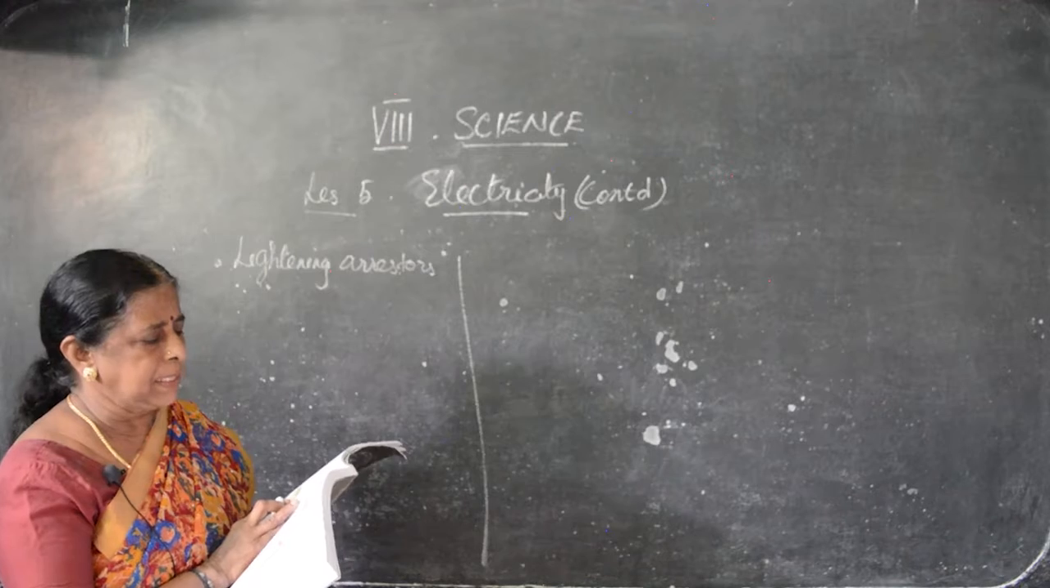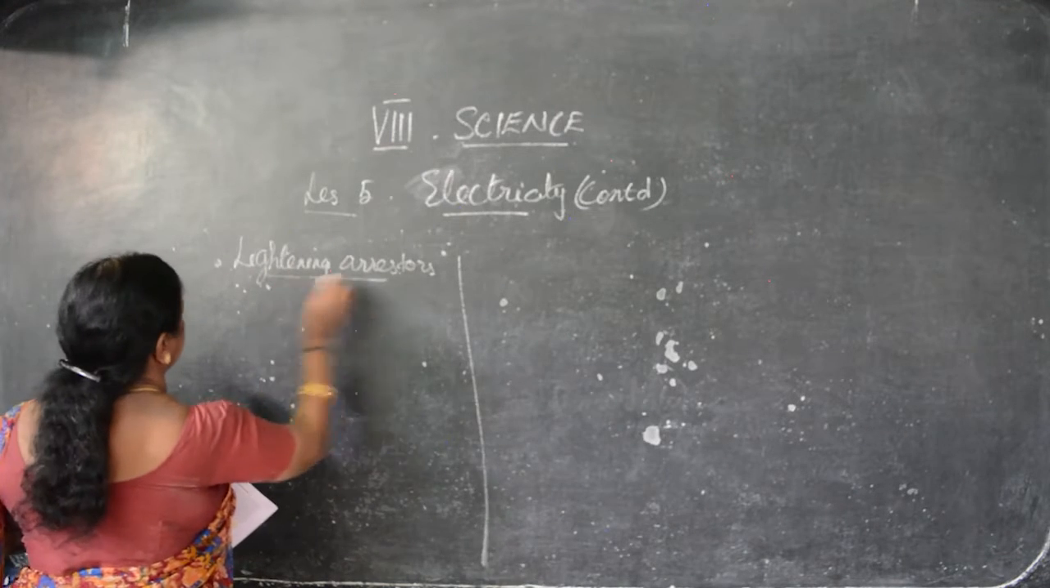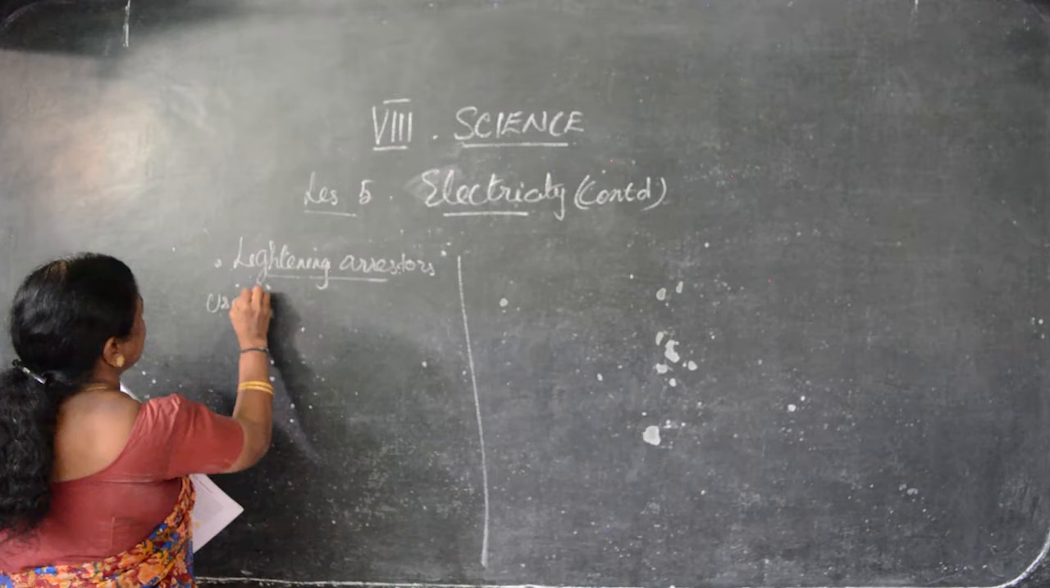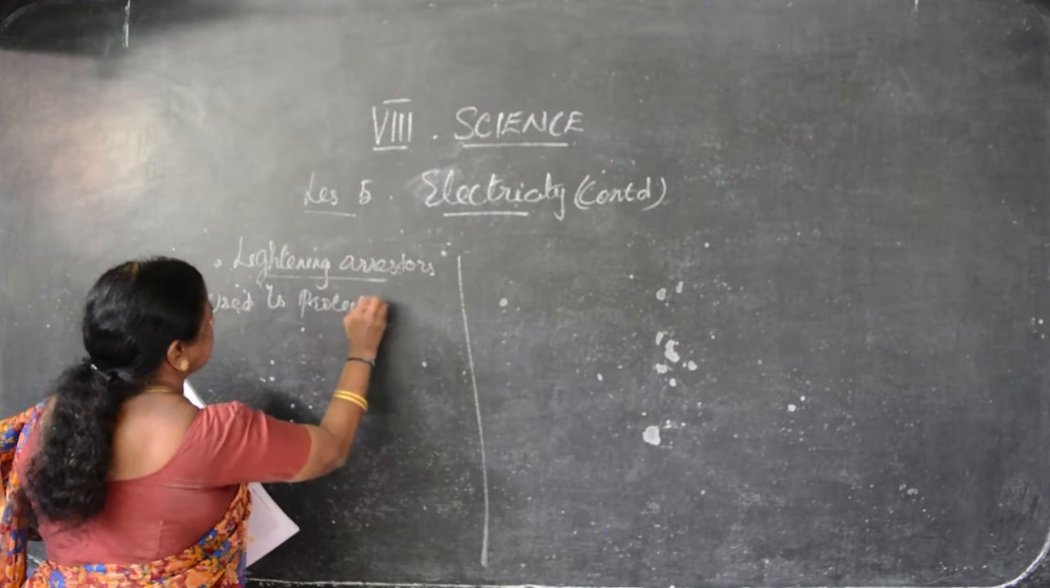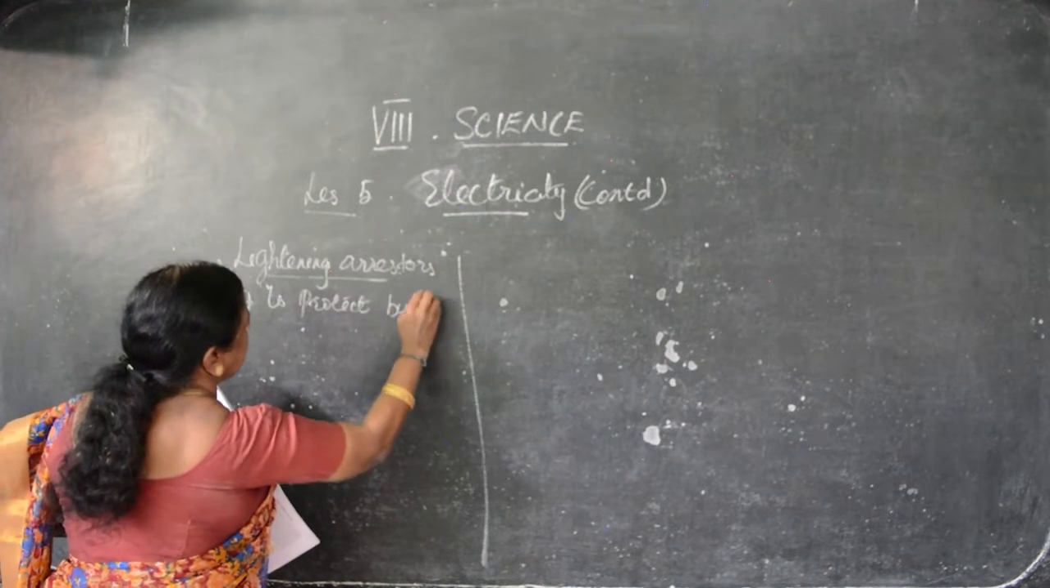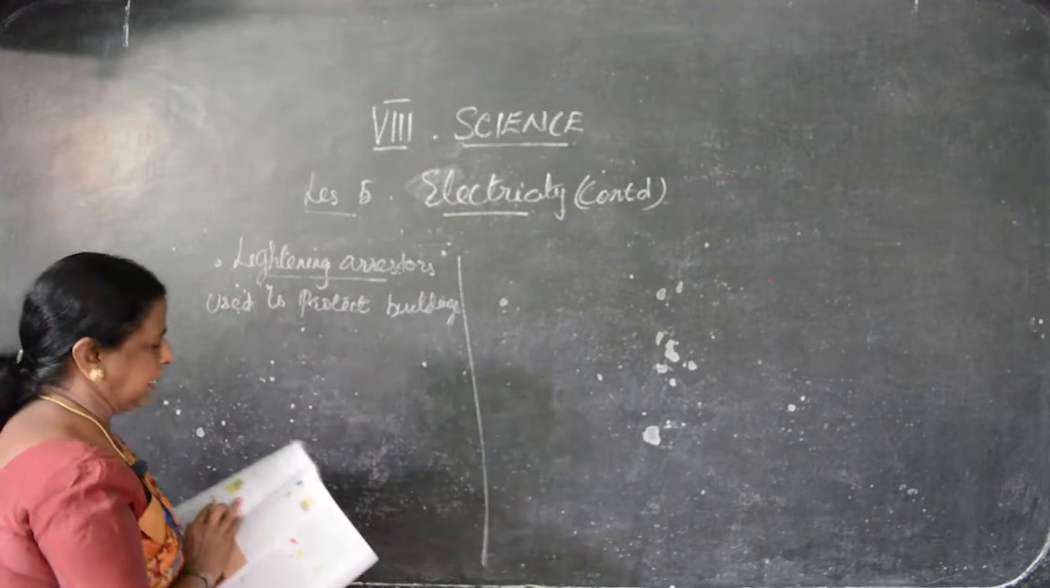A lightning arrestor is a device used to protect the building. What is the use of it? Used to protect the buildings.